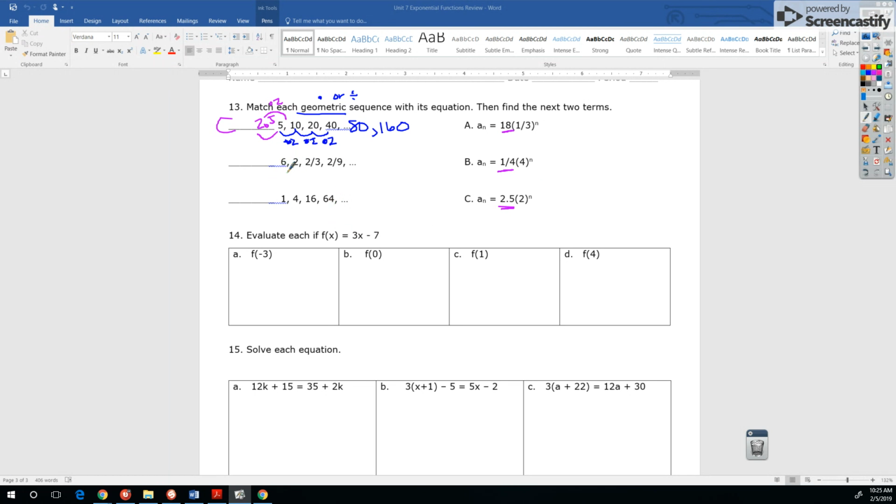In the second one, I have 6, 2, 2/3, 2/9. So it looks like I'm dividing by 3 every time. Divide by 3. So the opposite would be multiply by 3, and that would be 18. So it's still following the same pattern. 18 divided by 3 is 6. Divided by 3 is 2. See that 18, and then divide by 3 is the same thing as multiplying by 1/3. So this one would be A.